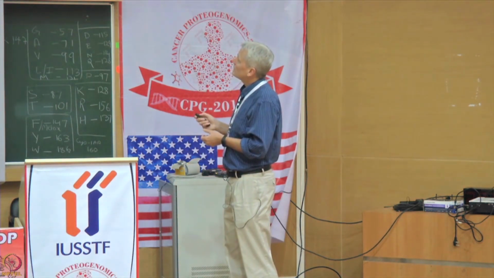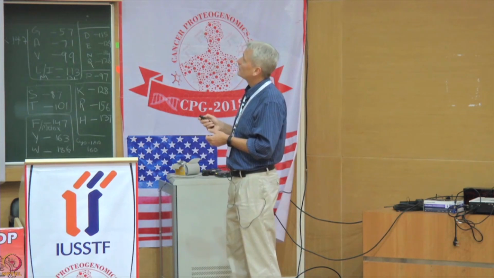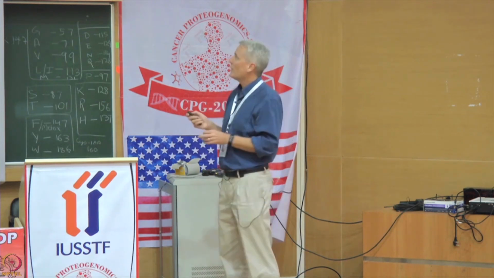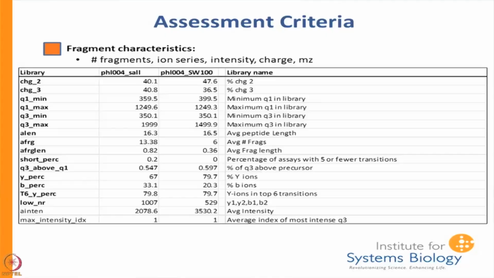But it's a useful sanity check to compare to what you're expecting. Are the mass ranges in my library what I would expect? So here's a difference. You can see that in their analysis they had Q3s, fragment ions, up to 2,000, whereas we only took fragment ions up to 1,500 because that's what we're looking for in our SWATH. There's really not that much above it, so we don't bother with it.